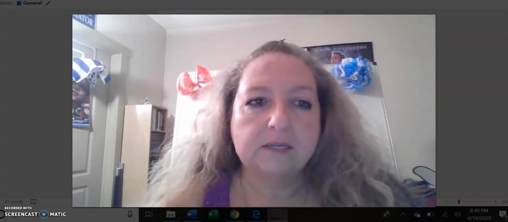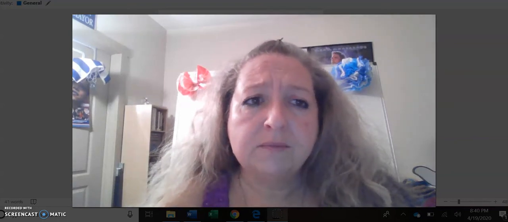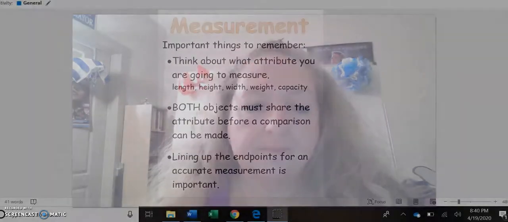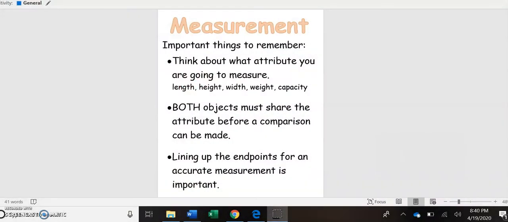So I want to tell you about 3 important things for measurement, and then we're going to talk about some words that you're going to hear when we are talking about measurement. For measurement, the first thing you need to keep in mind is to think about what attribute you are going to measure. We talked about this in the introduction. The attributes we're going to talk about for measurement are length, height, width, weight, and capacity.